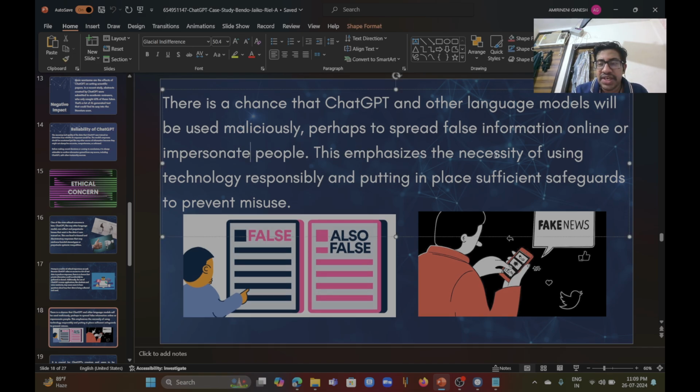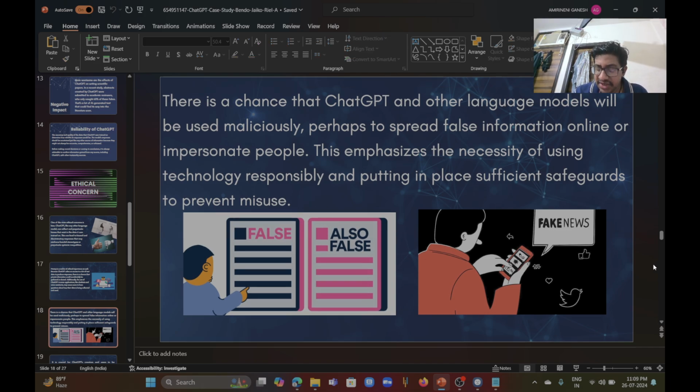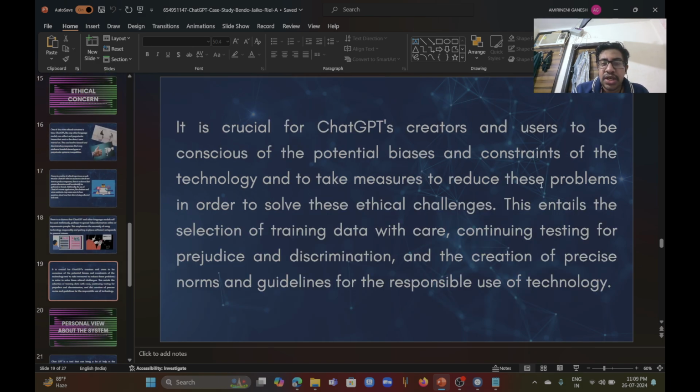This makes it necessary to use the technology responsibly and put sufficient safeguards in place to prevent misuse and false information. It is crucial for ChatGPT creators and users to be conscious of potential biases in the content of the technology and to take measures to reduce these problems in order to resolve the ethical challenges. This entails the selection of training data and continuous creation and all the things.